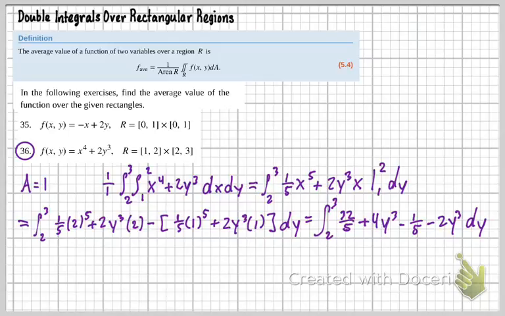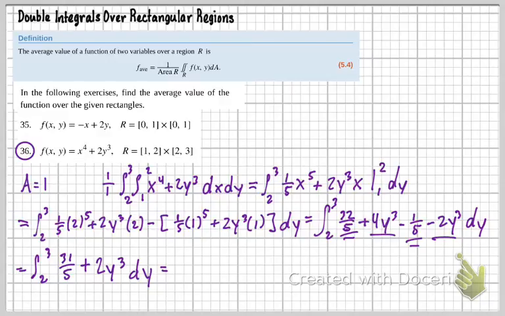So now I can put all my stuff together here. I can put the y's together because they're both y cubed, and I can put the numbers together because they're both numbers. So that equals, from 2 to 3, 31/5 plus 2y cubed dy. Now what we're going to do from here is this last integral. We got everything all simplified, so we just do it all over again.